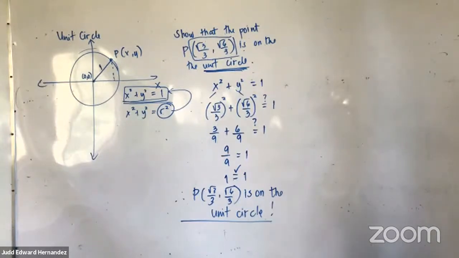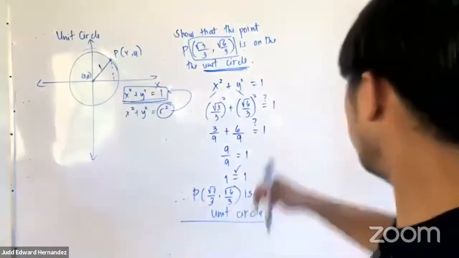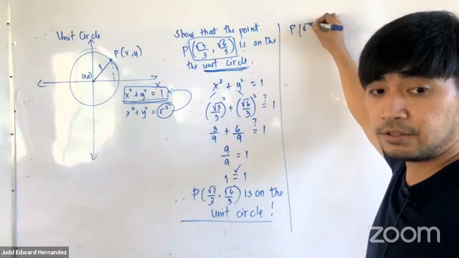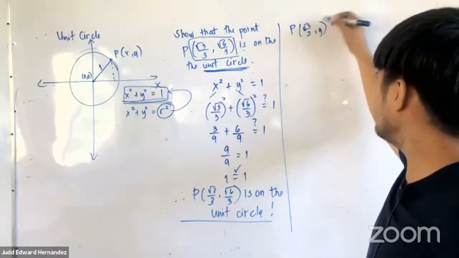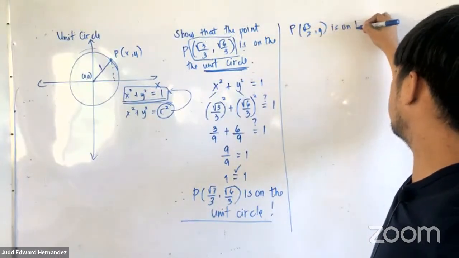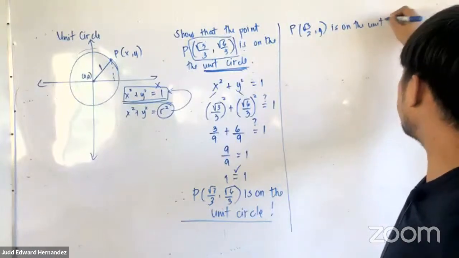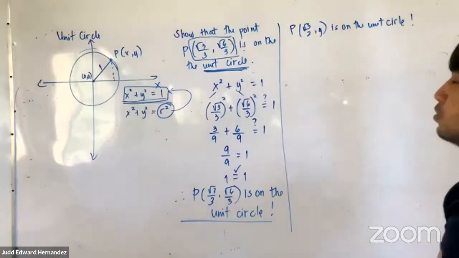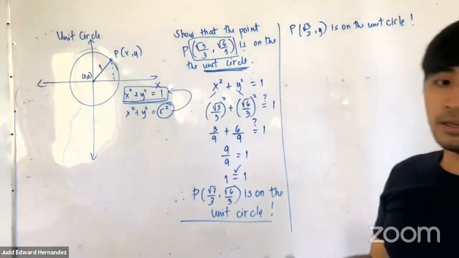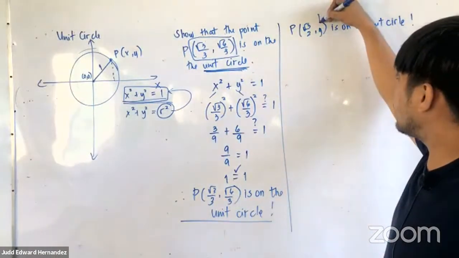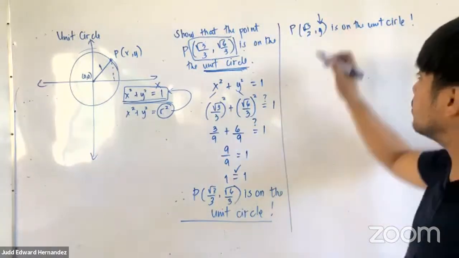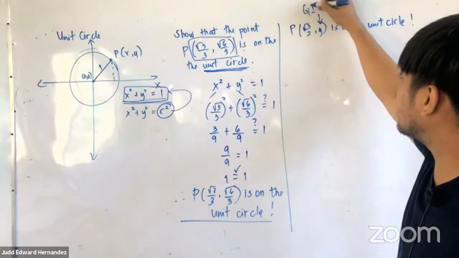Okay, so sabi dito, the point P, which is square root of 3 over 2, y, is on the unit circle. Okay, sure na siya na nasa unit circle daw to. Kaso, hindi naman tayo binigyan ng y coordinate. At yun yung pinapahanap sa atin.